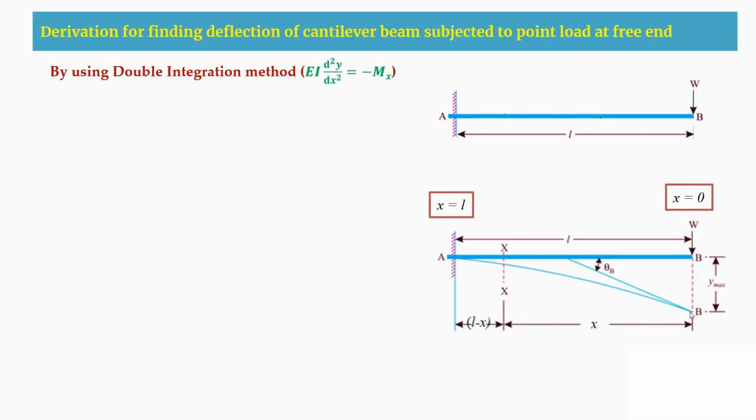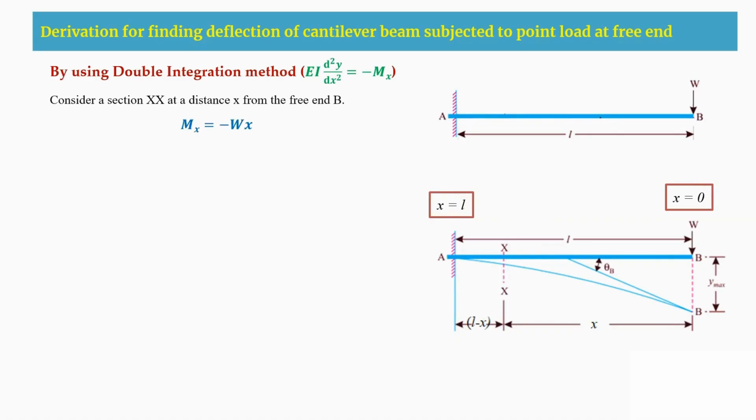Whatever slope I have at this B support is theta B, and the deflection here is y max, and it can be yB also. Actually, yB is maximum because at the free end we have more deflection. So we consider, as I already told you, a section at this portion.